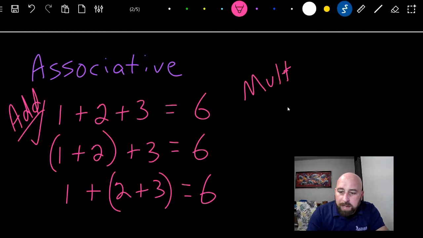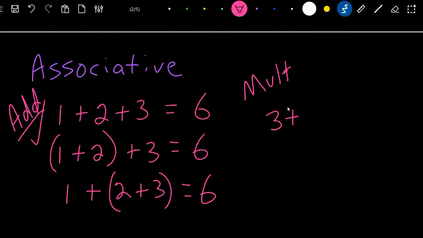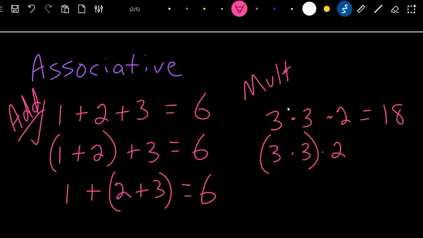What do you think about that? Well, let's say we're multiplying 3 times 3 times 2. 3 times 3 times 2 equals 18. What happens if we group them together? 3 times 3 times 2. We're going to group these two together. So we have to do this first. 9 times 2, 18.